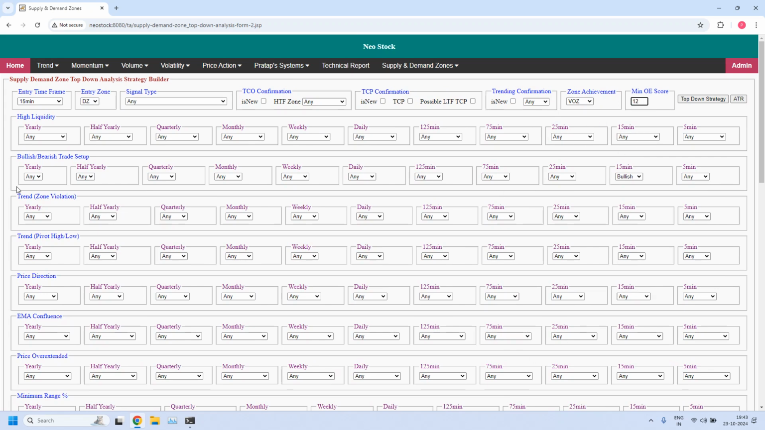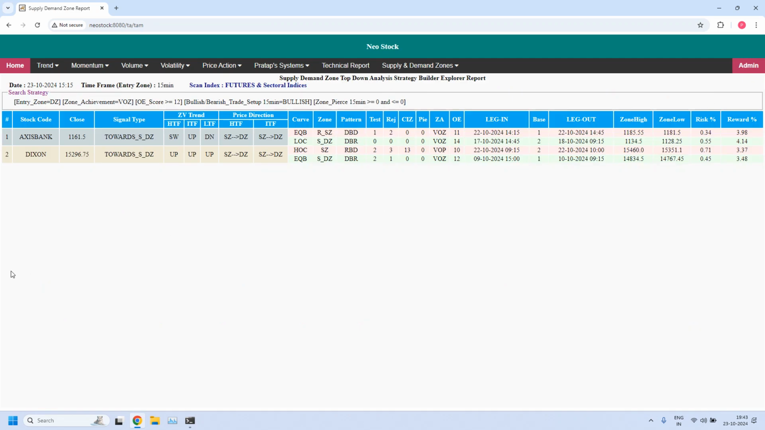All the 3 filters are applied to 15 minutes demand zone. Let's verify. We got 2 stocks. So currently we have only two stocks that are supporting bullish trade setup for weekly income trade. Bullish trade setup for daily income trade. That is entry time frame 15 minutes.